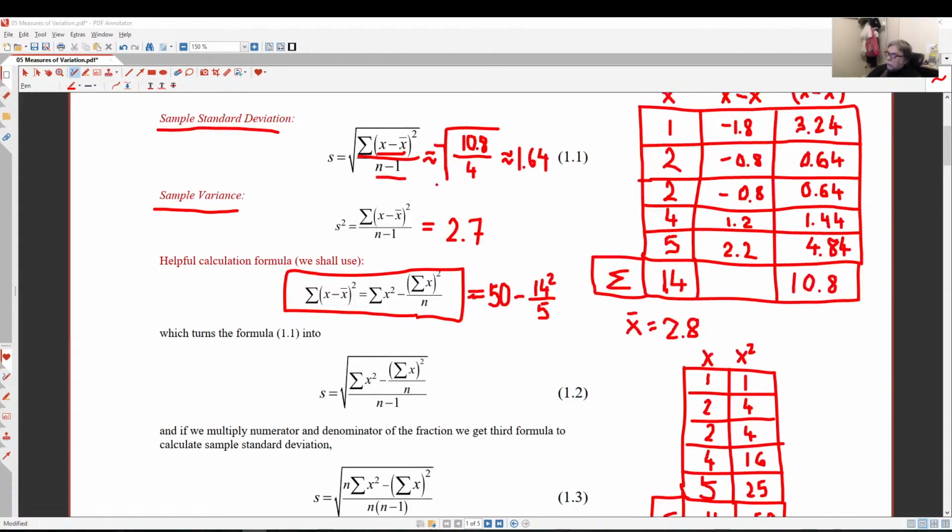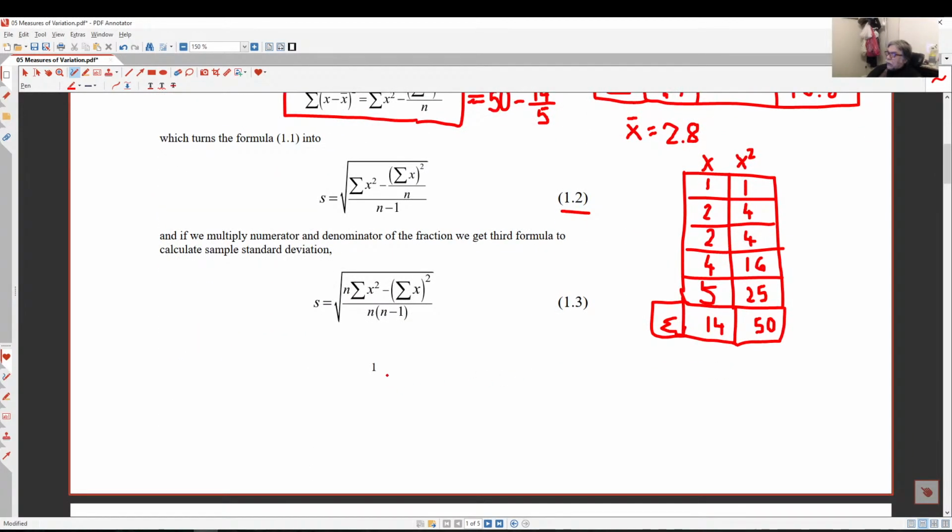So in this formula, we have the numerator this way, which is equal to this. So you can replace it here, so you can use the formula 1.2. Or you can use the formula 1.3. Now the formula 1.3, the sample standard deviation in this formula, is achieved by simply multiplying up and down with n. And this is basically the same as 1.2, but slightly prettier. Should we say, looks simpler, because this one has a double fraction, a fraction within a fraction. This one doesn't have anything like that.